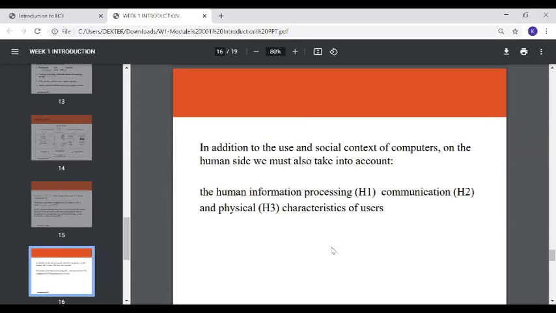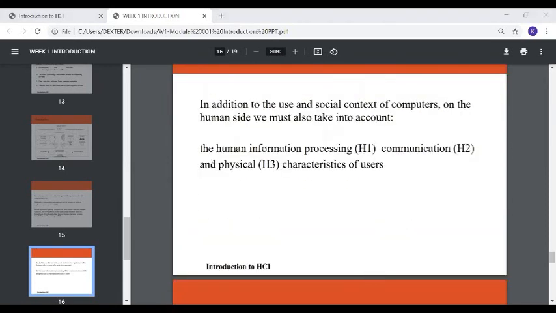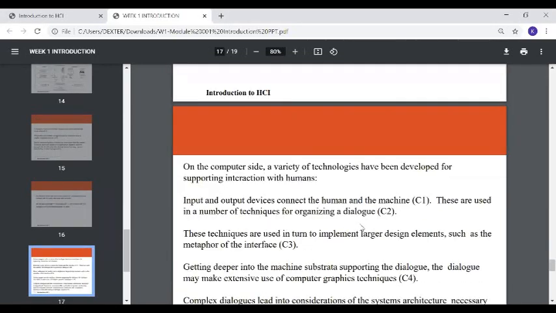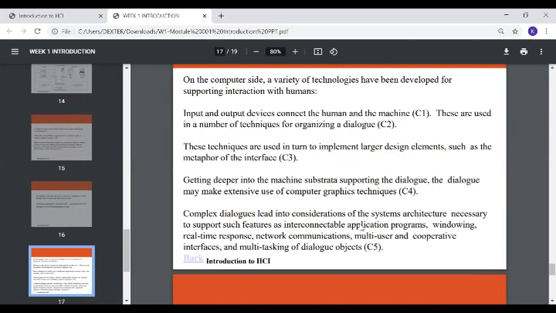In addition to the use and social context of computers on the human side, we must also take into account human information processing, H1, the communication, and the physical characteristics of the user. On the computer side, a variety of technologies has been developed for supporting interaction with humans. Input and output devices connect the human and the machine. These use a number of techniques for organizing dialogue.